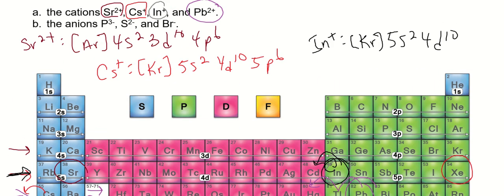Now we're on to the anions. All right, kind of running out of colors here. Well, this is good. The phosphide and sulfide anions are going to have the same electron configurations, because when sulfur gains 2 electrons to become sulfide, it's going to have 18 electrons. And when phosphorus, which has 15, gains 3 electrons, it's also going to have 18. So phosphide and sulfide are going to be isoelectronic with argon.